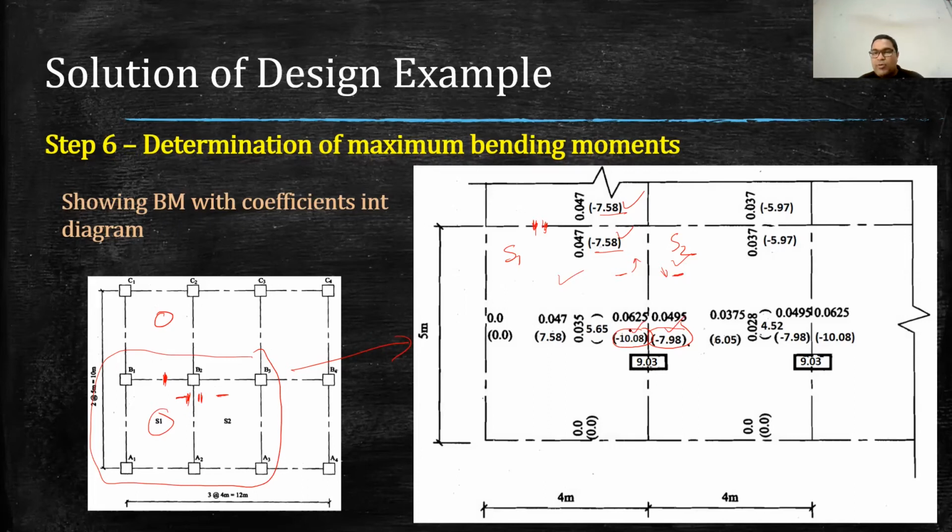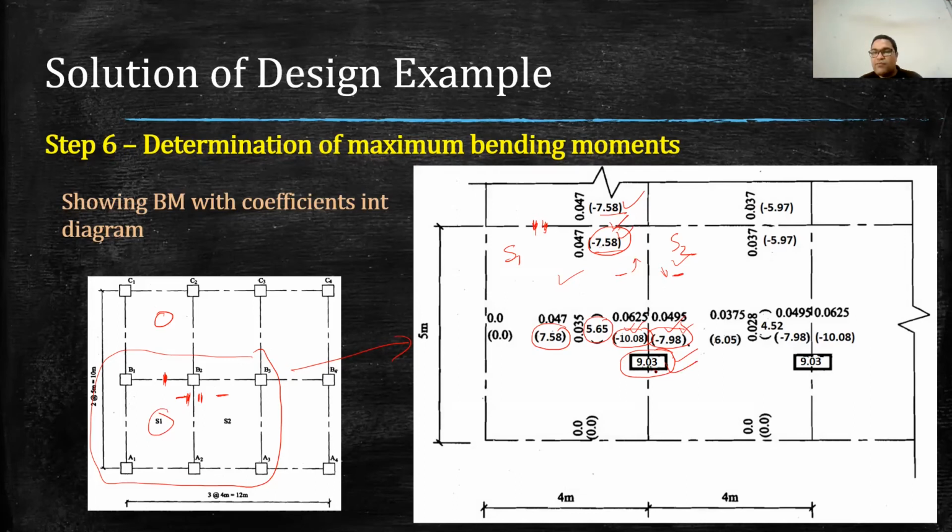So negative bending moment for slab S1 is minus 10.08 and for S2 it is minus 7.98. So finding their average value, we get the negative moment for this edge as 9.03. Okay, so one moment is this one. Similarly, one moment is this one. One moment along the shorter span is 7.58, which is Mx positive, and this one is My positive, this one is My negative, this one is Mx negative.